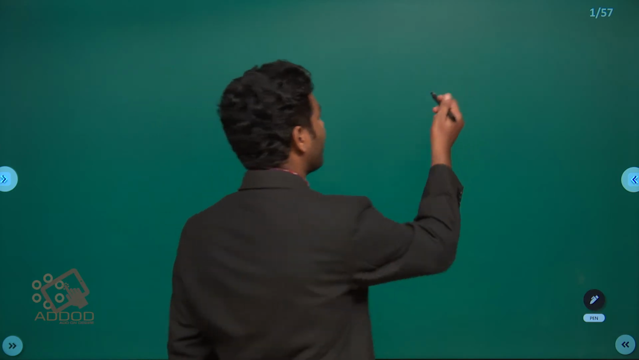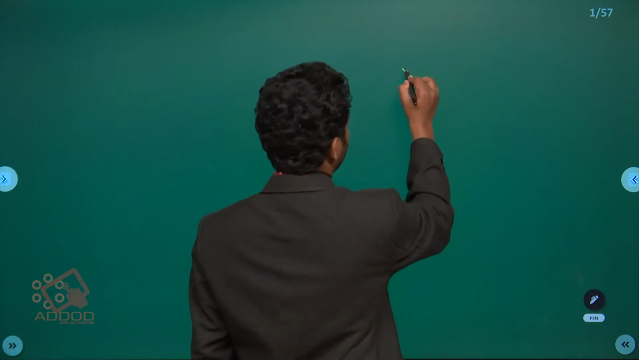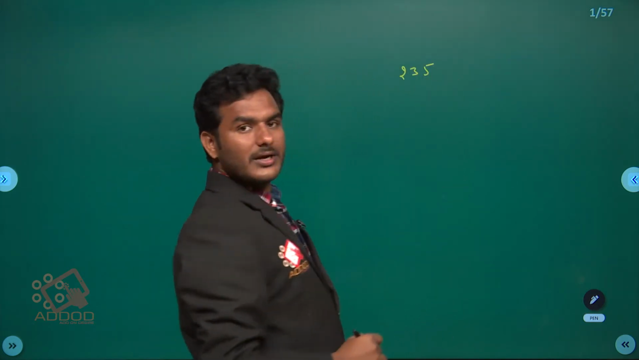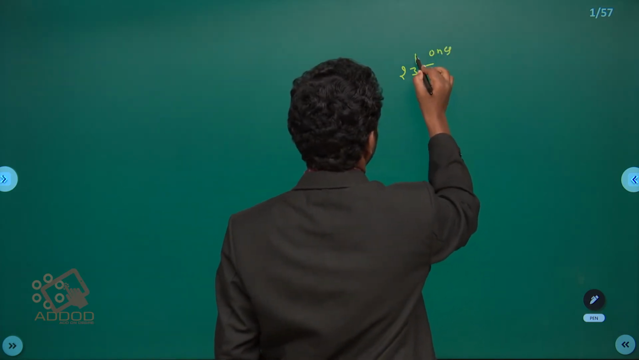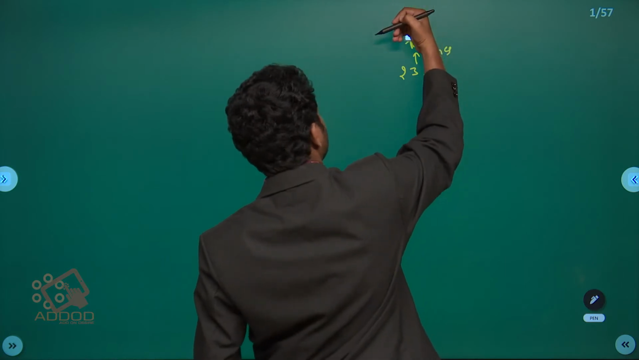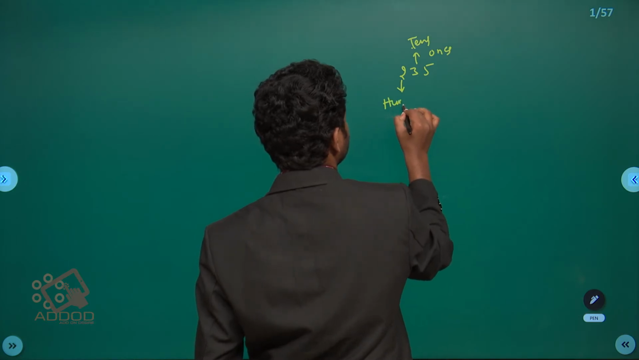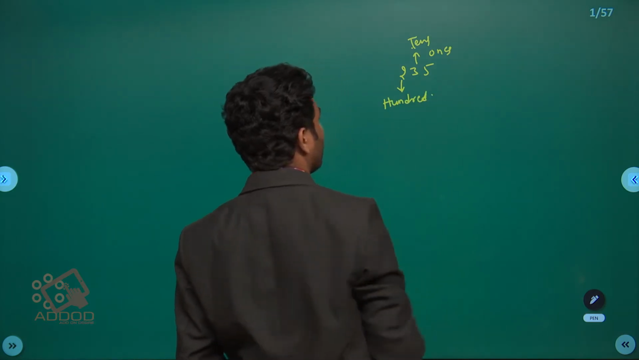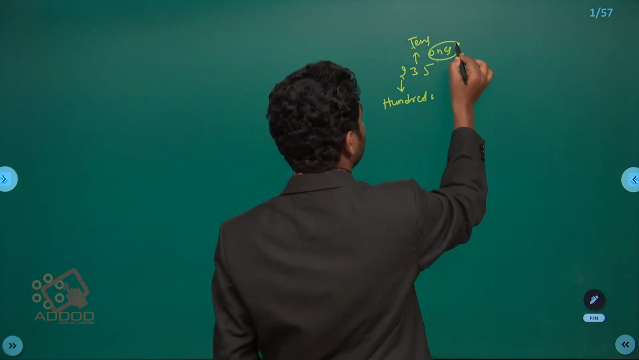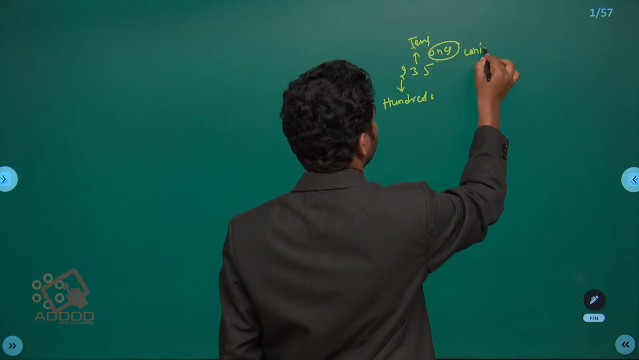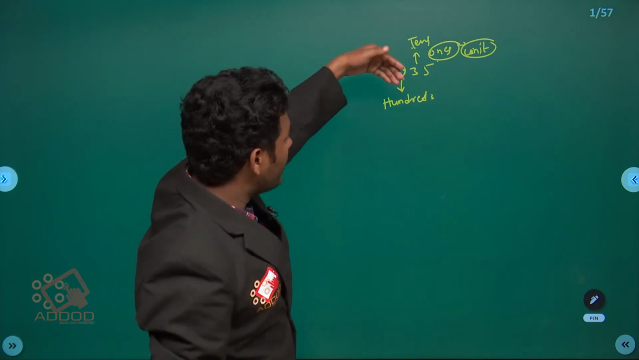Place values. For example, if I am taking a number like 235, we know this is the ones place, this is the tens place, and this third place is the hundreds place. The ones place can also be called the unit place, so unit place value or ones place value, and next the tens place value and hundreds place value.